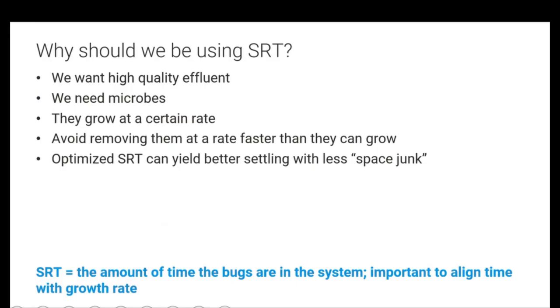Let's see here. So to wrap up, why should we be using SRT? You're going to get a higher quality effluent. That's the biggest thing I can say. An optimized SRT with a good F to M is going to have better settling and less junk in the system. So when you start running an old or a young sludge, either one, you'll start to see what we call less capture in the clarifiers.